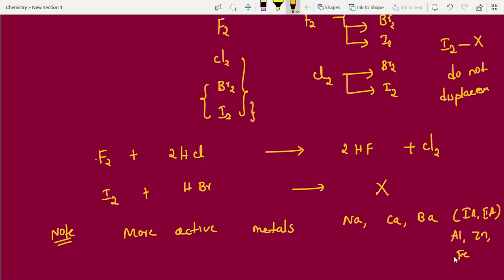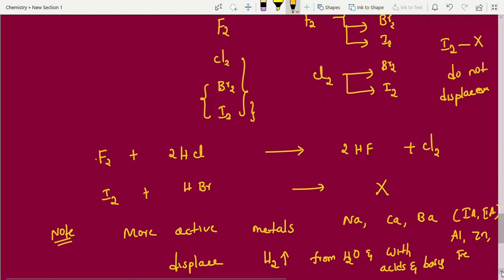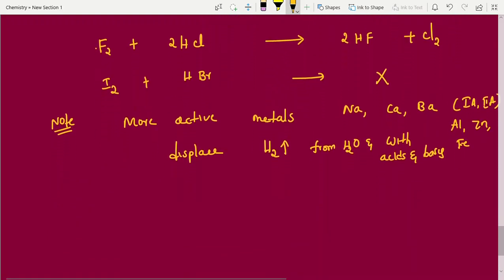All active metals displace hydrogen gas from where? From water, and with acids and bases. Whenever they react with bases, acids and water, all active metals displace what? Hydrogen gas. Okay. Generally, first A group and second A group elements are more active metals, and D block elements are less active metals. You can remember like this.